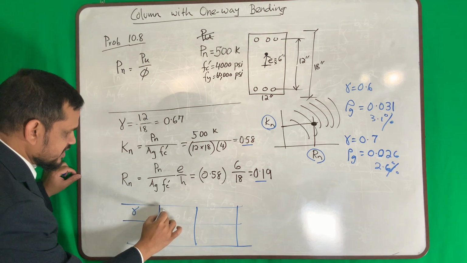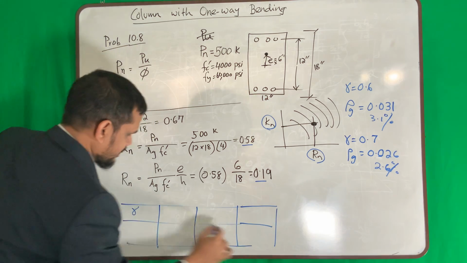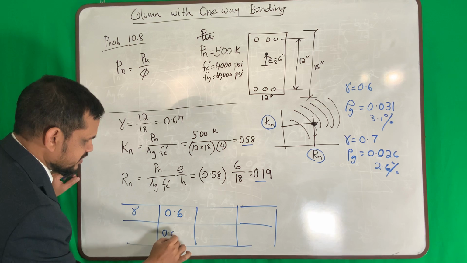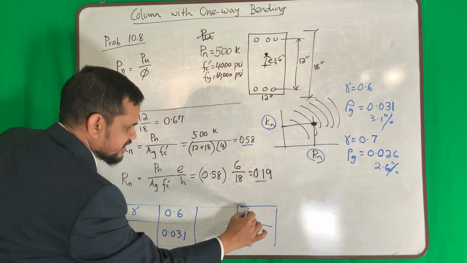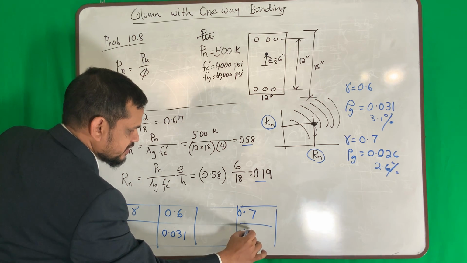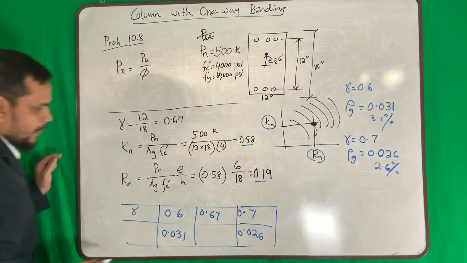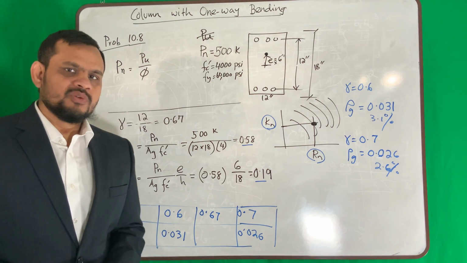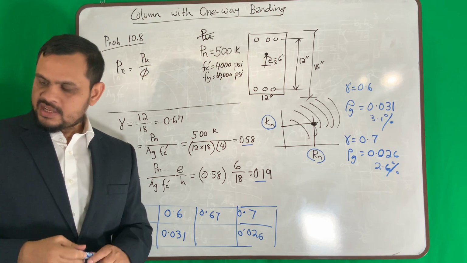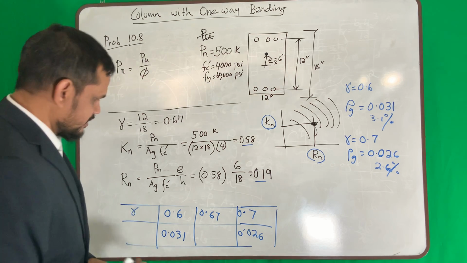So when gamma is 0.6, my value is 0.031. When gamma is 0.7, my value is 0.026. So when gamma is 0.67, now you do not need to do any math to find it. Just use your engineering or mathematical judgment and try to be on the safe side.